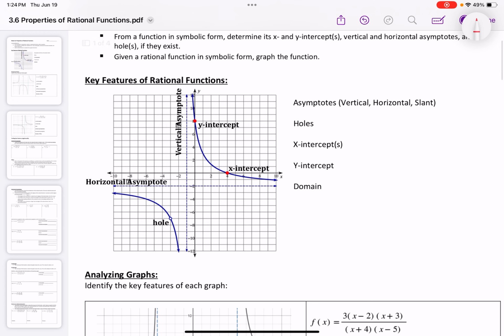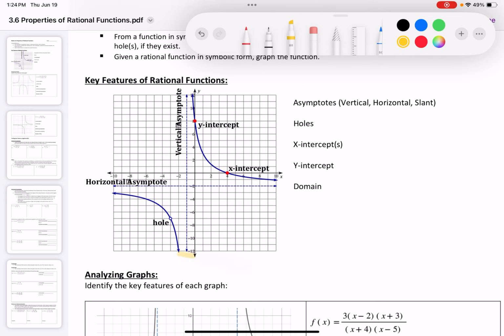So here I gave you a generic graph of a rational function, and you can see some of the important parts. So we see a vertical asymptote, we have a horizontal asymptote. There is also something called a slant asymptote that will show up in a later video. We are already familiar with x-intercepts and y-intercepts, but an additional feature that rational functions sometimes have are holes.